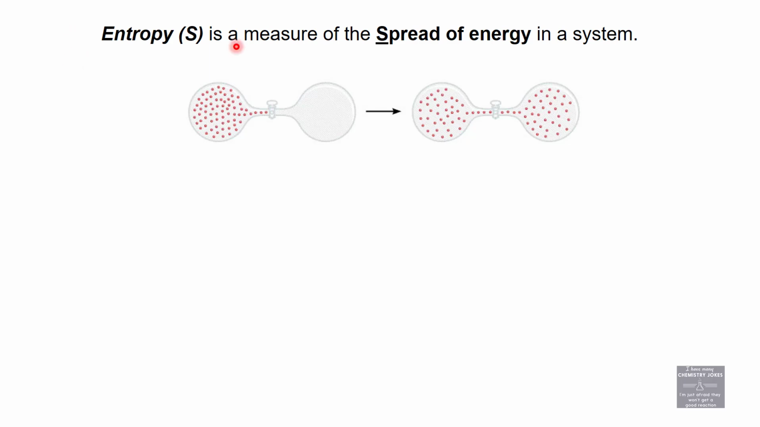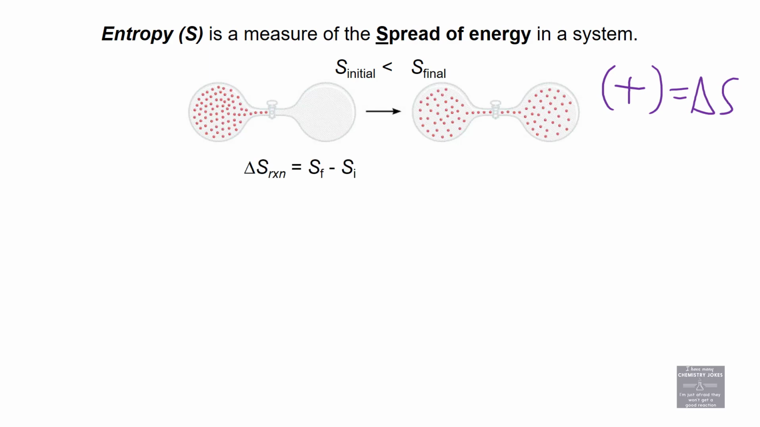Okay. Entropy is measured spread. We would say this state, our initial state, has a certain measure of entropy, S initial, and this final state has a certain measure of entropy, and the spread is greater in the final than it is in the initial. S final minus S initial would give us a positive value for the change in entropy of this system, because the final has more spread out energy than the initial.